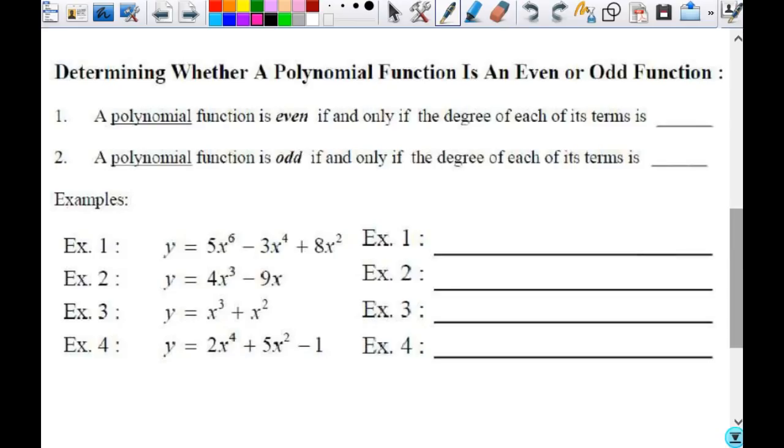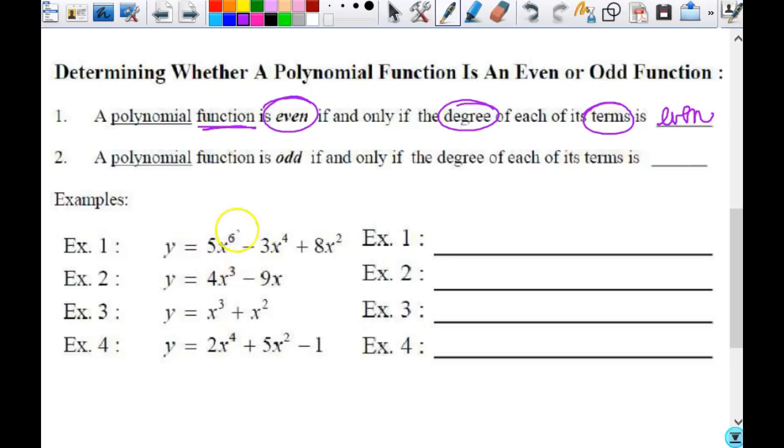So a polynomial, you should know what a polynomial is, right? Many terms. Okay, a polynomial function is even if and only if the degree of each of its terms is even. So let's talk about that wording a little bit. The terms, what's a term here?